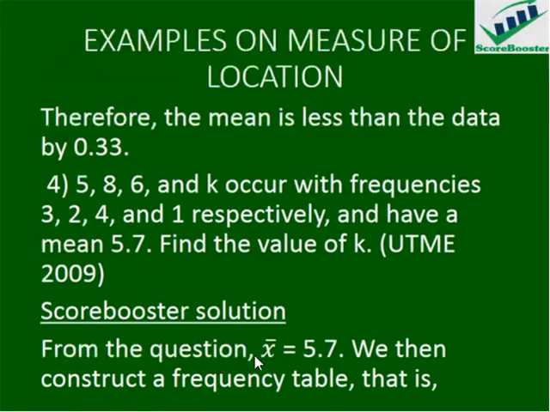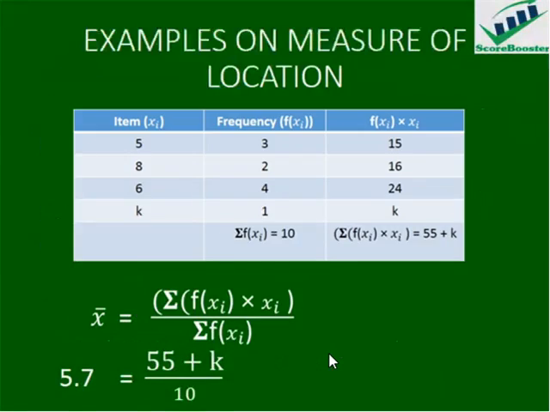So now we move to the solution. From the question, the mean is 5.7. It has been given from the question. So the next thing we do is construct a frequency table for this information given, that 5, 8, 6 and k occur with frequencies 3, 2, 4 and 1. So we construct the frequency table. You know the frequency table will consist of the item column, the frequency column, and a column where we multiply the frequency by the item, and that is the same thing we did in the first example.